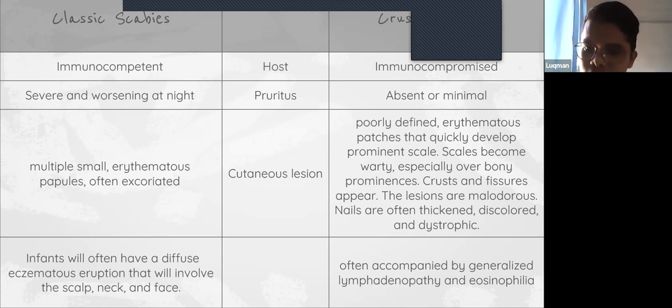It is because there are thousands or millions of these Sarcoptes scabiei on the patient's skin, because the patient is immunocompromised, so the organism will multiply very rapidly. So you can see thousands or even millions of these organisms on this patient with crusted scabies. For classic scabies, infants will often have a diffuse eczematous eruption that involves the scalp, neck, and face, while crusted scabies is often accompanied by generalized lymphadenopathy and eosinophilia.